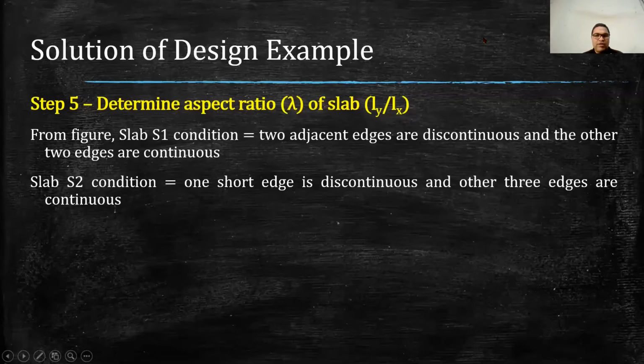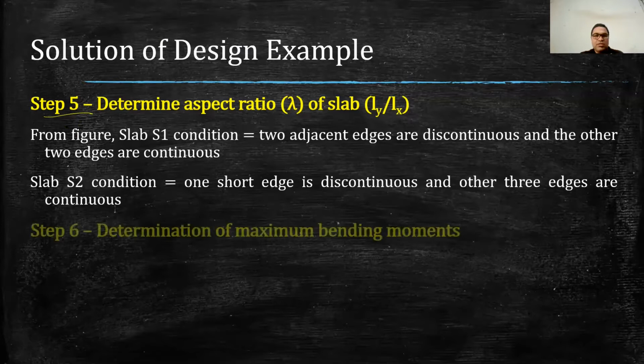Hello, welcome back. In the previous part, we solved our design problem up to step 5. Now we will follow the next step, which is step 6. In this step, we will find the value of the maximum bending moment. Why? Because we are required to find out whether the thickness of the slab that we adopted in step 2 is sufficient or not.